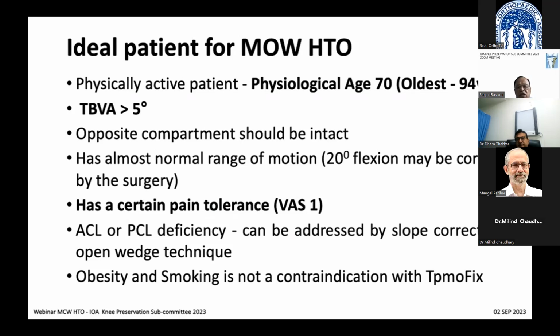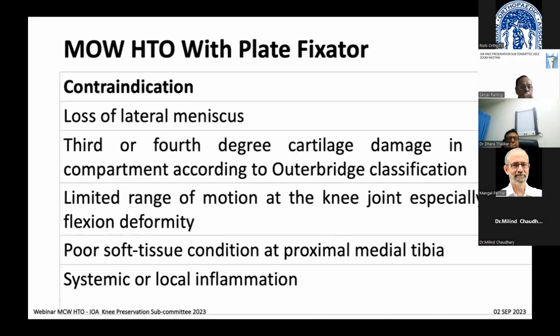A flexion deformity of 20 degrees can be corrected on table by doing this osteotomy. The patient might have a certain amount of pain, so he should be tolerant to a VAS of 1. ACL, PCL deficiency is not a contraindication, and obesity and smoking are also not contraindications, because with Tomofix, the patient can be operated and good results are achieved. It is only contraindicated when there is loss of lateral meniscus.